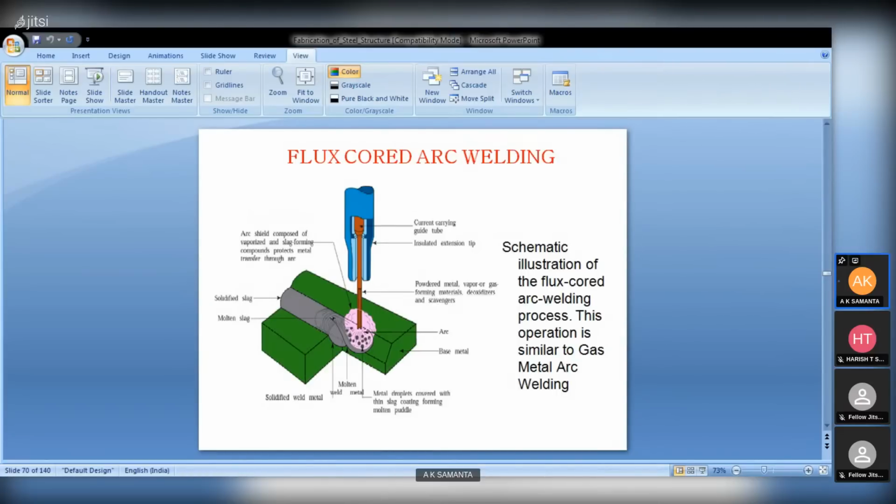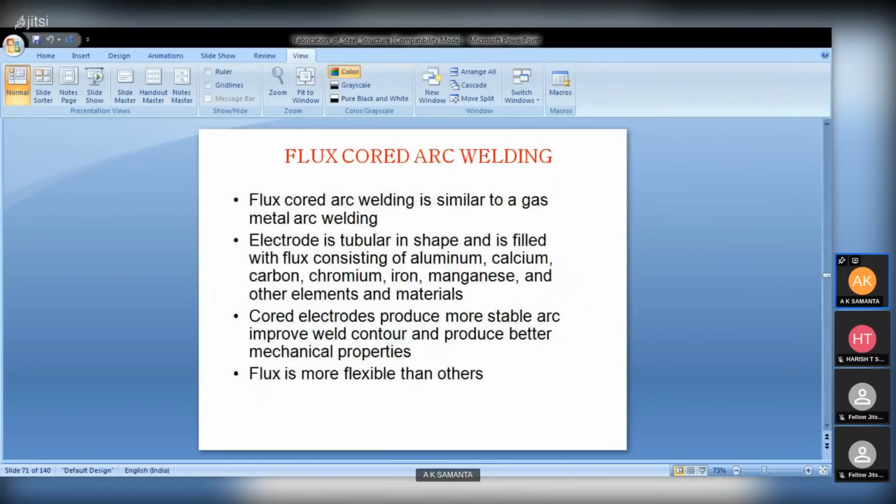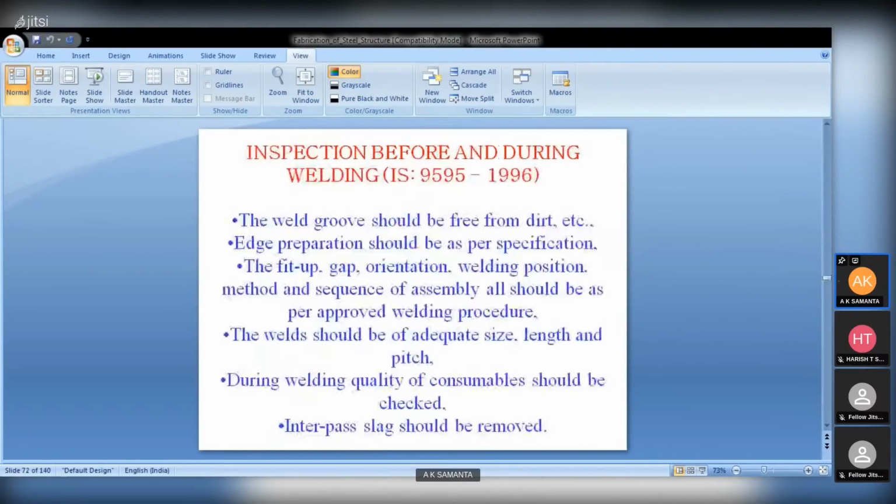Here the thing is, in the MIG case, a bare electrode was the electrode, but here some flux elements like chloride, calcium oxide, etc., will be inserted into that electrode. In this way, welding volume will be more, and the flux will seal the welding pool. As a result, oxidation will be minimized or eliminated. So this is flux core arc welding.